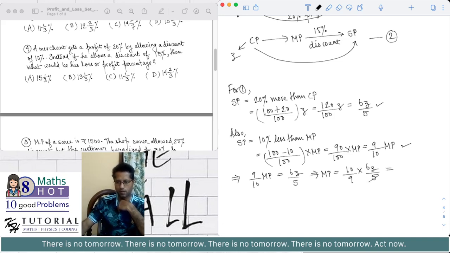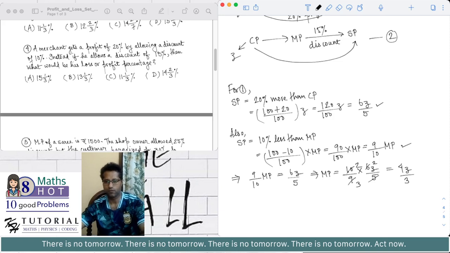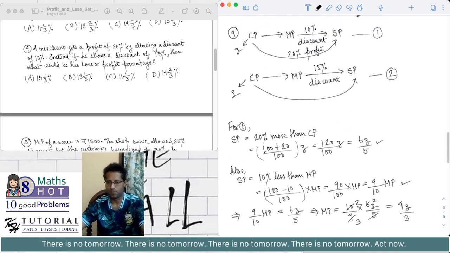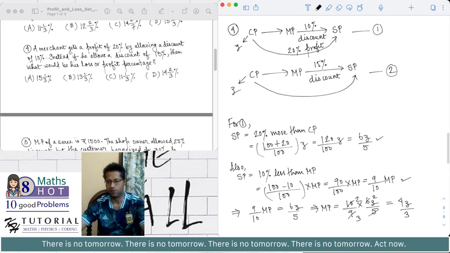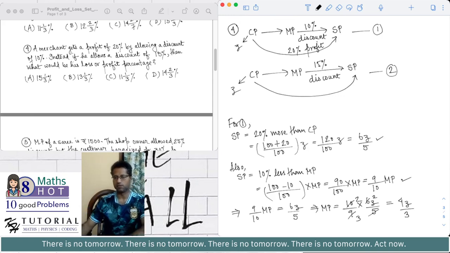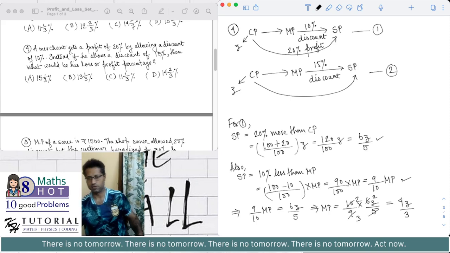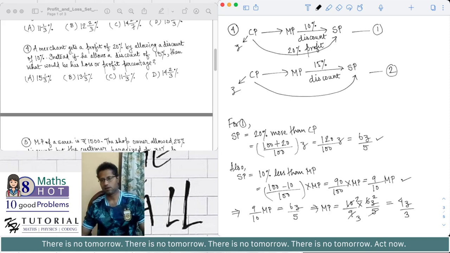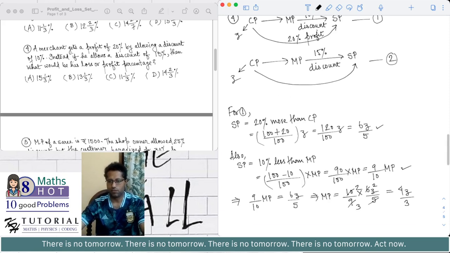This is 4Z by 3 is the mark price. And what is Z? Z is the cost price as per our assumption. So from the scenario 1, we got the mark price, and the mark price and cost price will remain the same. The only thing is that the discount is changing, and when the discount changes, obviously the selling price will change, and if selling price changes, then obviously it could be a loss or gain. Okay, so mark price is 4Z by 3.